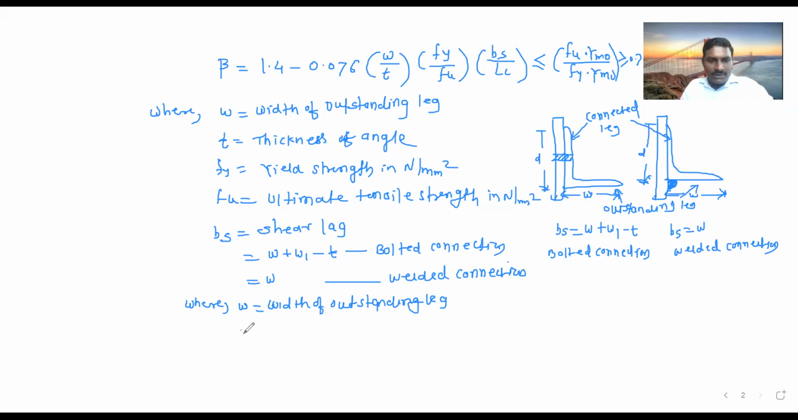And W1 is equal to, how to calculate W1 and how much is the distance of W1? So here W1 is the distance from the center of the bolt to the edge. So this is the W1. How to calculate W1? This is 0.6 into the width of the connected leg.